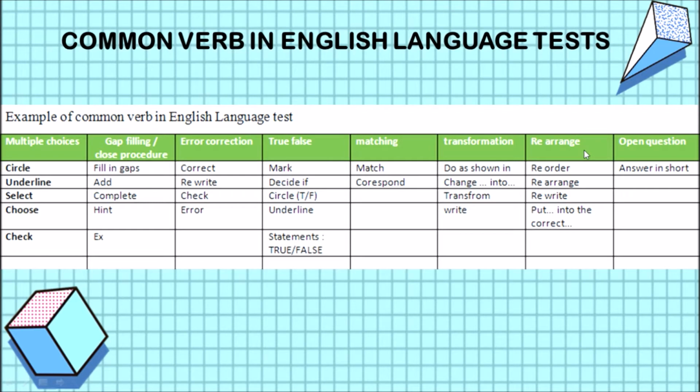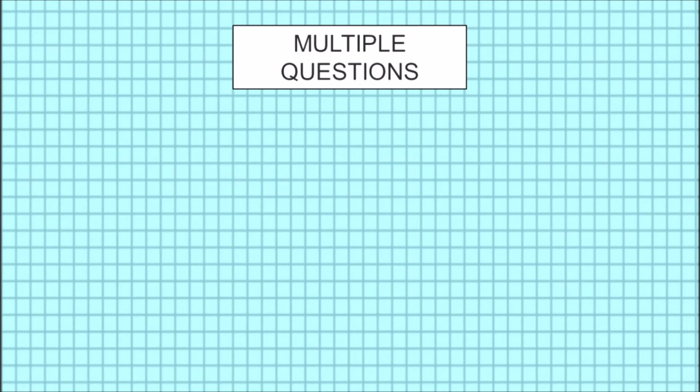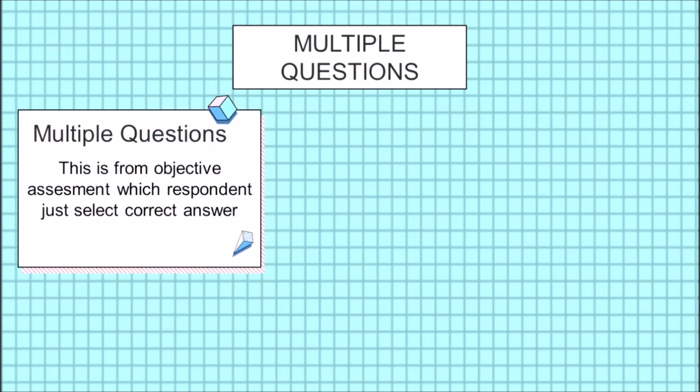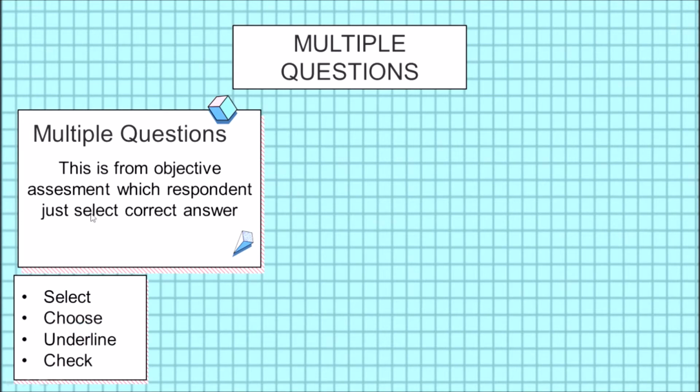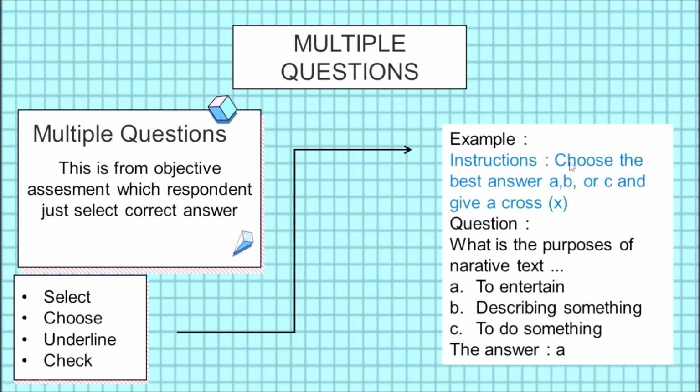Then let's go to the first question type. This is multiple choice questions. This is from objective assessment, in which the respondent just selects the correct answer. These are the common verbs of multiple choice: select, choose, underline, and check. We have an example, and the instruction is: choose the best answer A, B, or C and give a cross. You have to give a cross if the answer is true.